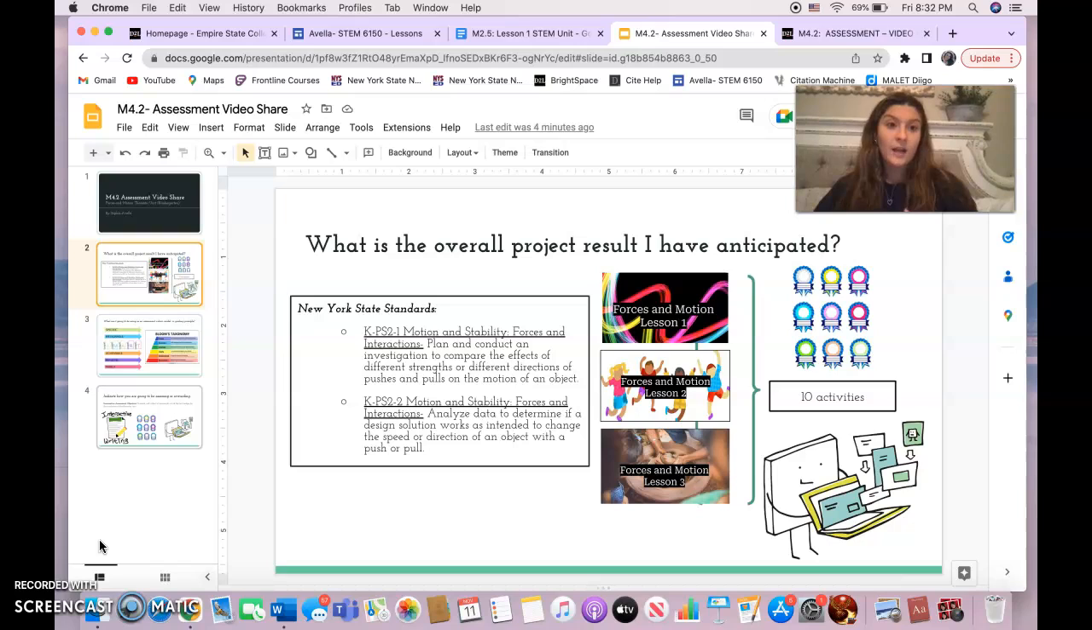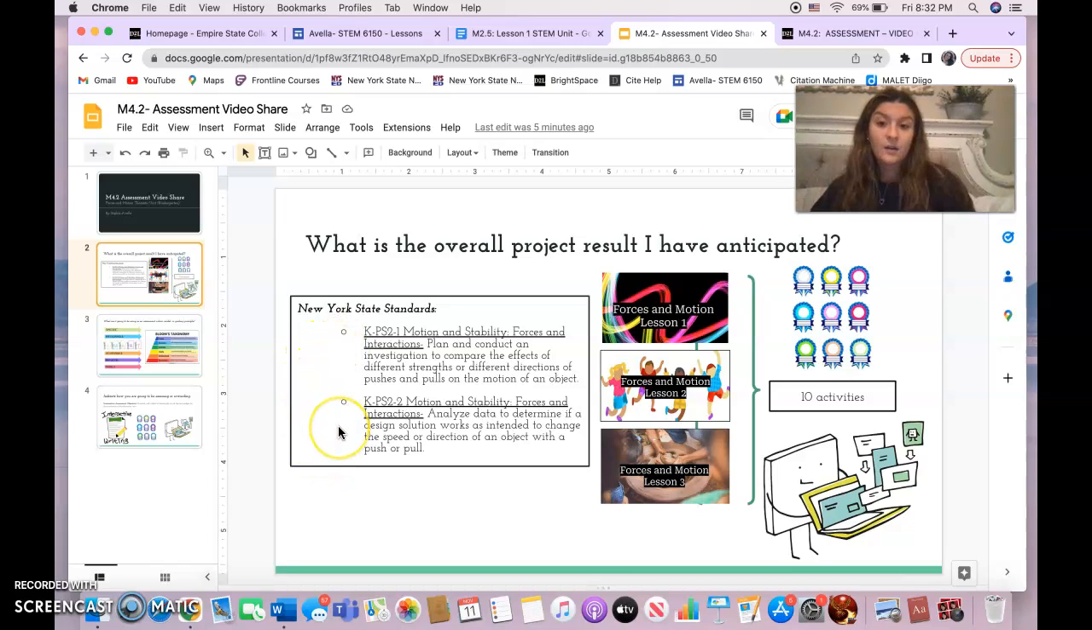And to answer this question, I need to talk to you about how I went about designing my thematic unit. So for any unit I design or any lesson I design, I like to use a backward design model. So I create the objectives that I want my students to achieve by the end of a lesson based off of New York State standards.